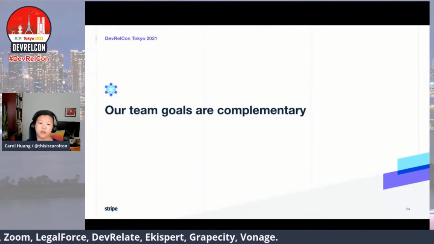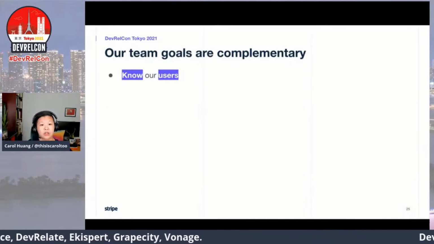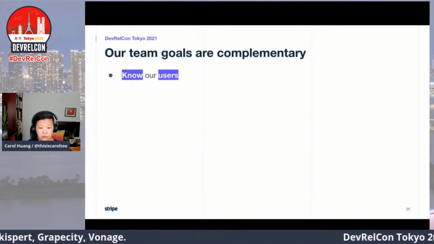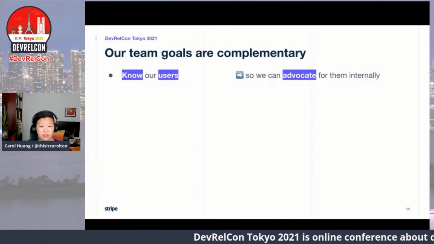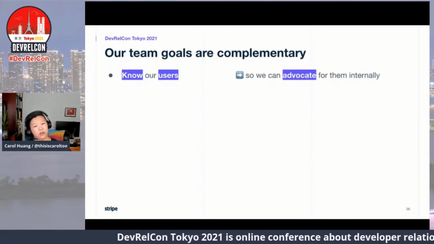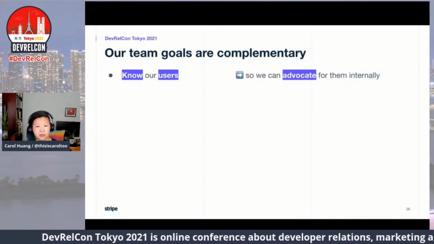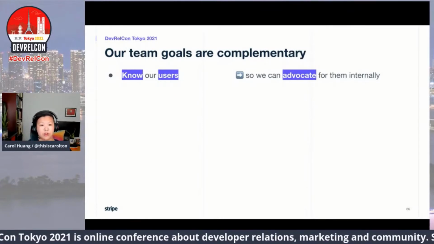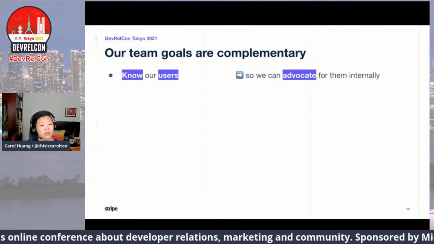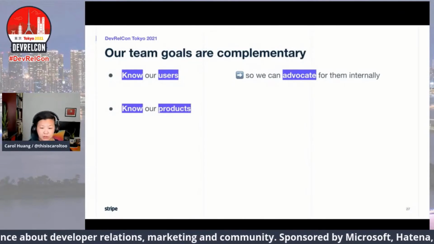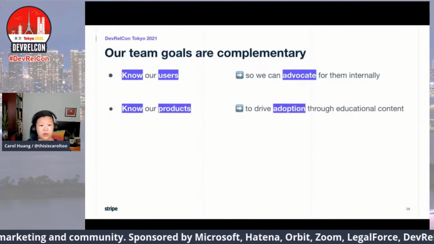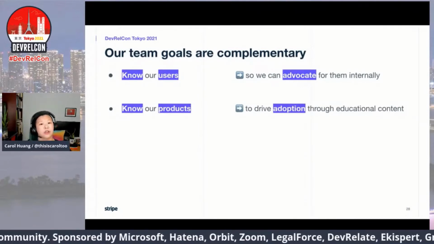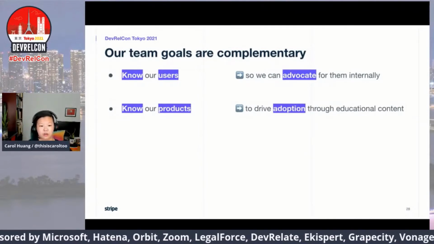If you go back and remember what our marketing goals were, the number one thing is to know our users. And if you think about this, you have to know your users in order to advocate for them internally. You need to know their needs, their wants, and their pain points so you can tell the product team what they're going through and what they need. Secondly, you need to know your products and how they work, because we can't teach something we don't know. If you want to make educational content, inspirational content, you need to know your products.